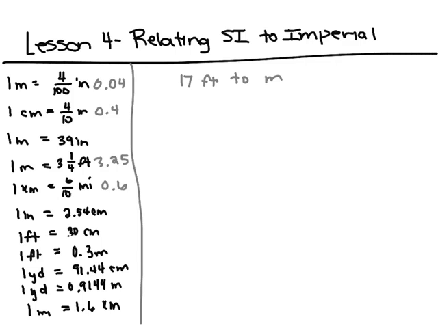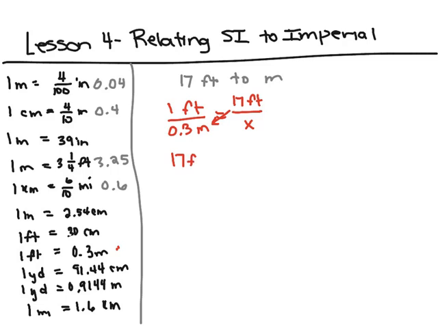So the first thing we're going to do is find the ratio that goes feet to meters. So right here is 1 foot is 0.3 meters, and we're going to set up a proportion. We're going to make it equal. We know we have 17 feet, and we're looking for X amount of meters. Now we're going to use proportional reasoning, cross multiply and divide.